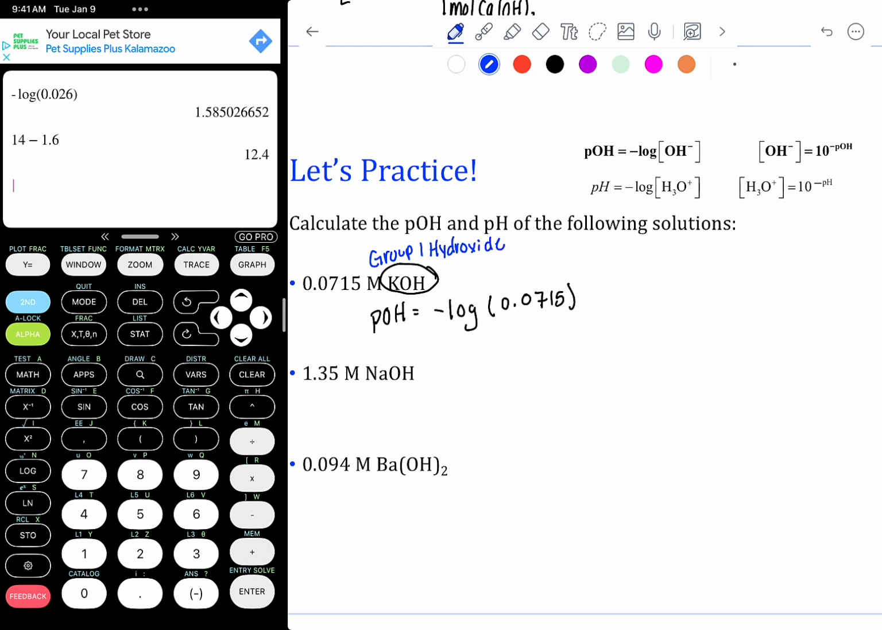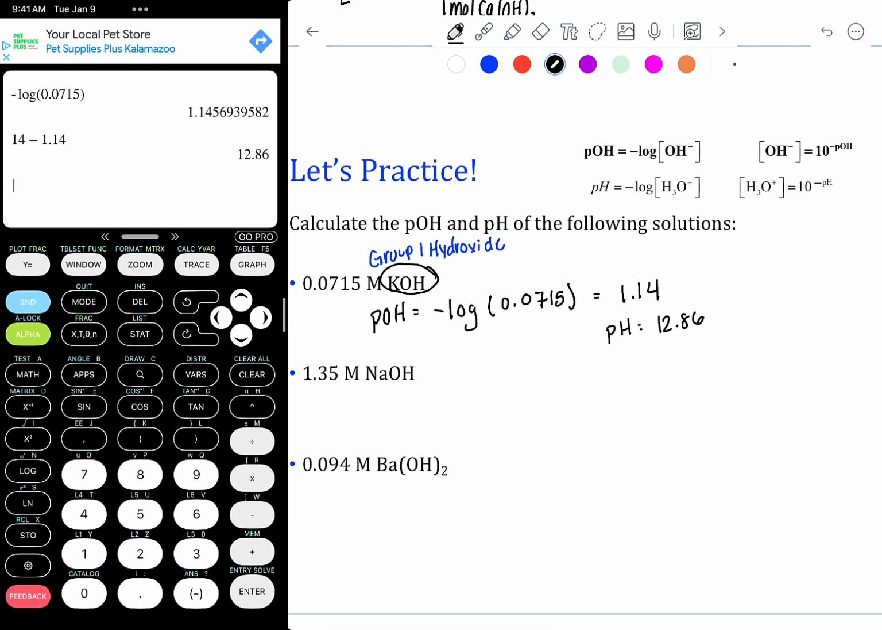So the concentration of the base itself is in a 1-to-1 ratio with the concentration of the OH minus, the hydroxide ion. So we can use it as is. So we do negative log of 0.0715, and we get a pOH of 1.14. If we want to find the pH, we're just going to do 14 minus 1.14, and we get 12.86 out as the pH.